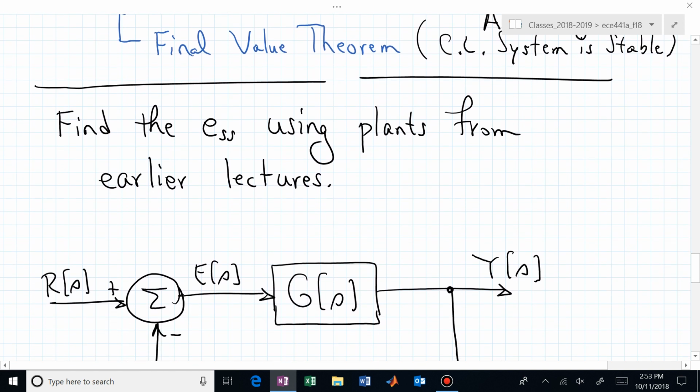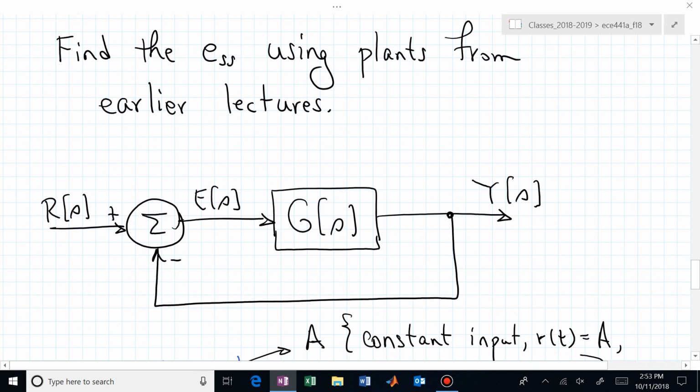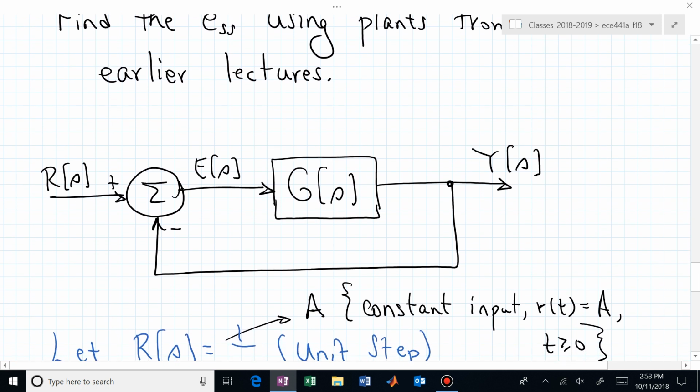Let's now look at this steady state error behavior relative to specific G of S's or plants, and let's look at this using some of the earlier plants that we've used in previous lectures. And we're going to simplify our block diagram. There's no pre-compensator. We've collapsed everything that was in the forward path into one transfer function, G of S, and our feedback path is unity. So we have negative output feedback compared with the reference input signal.